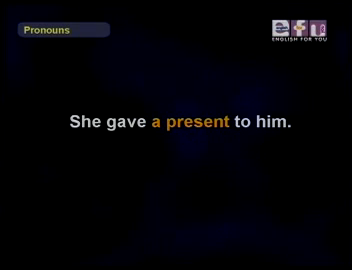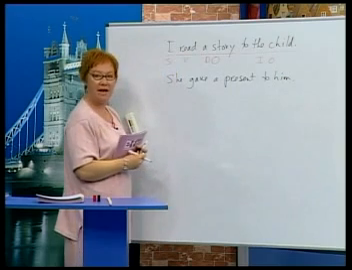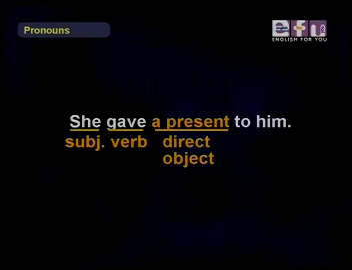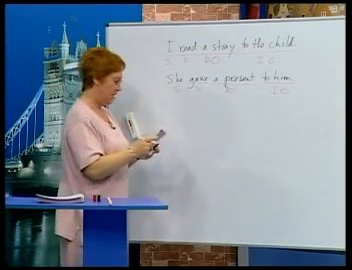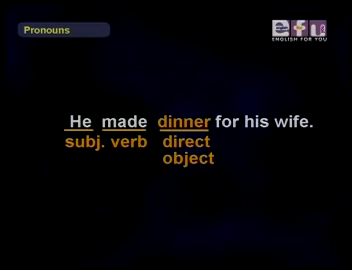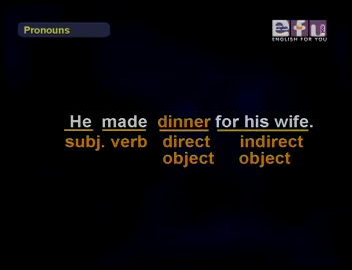Now, here's some more examples. She gave a present to him. Subject, she. Verb, gave. A present, direct object. To him, indirect object. Okay? And then one more example. He made dinner for his wife. What a nice man. Okay, he, subject, made, verb, dinner, direct object. For his wife is the indirect object.